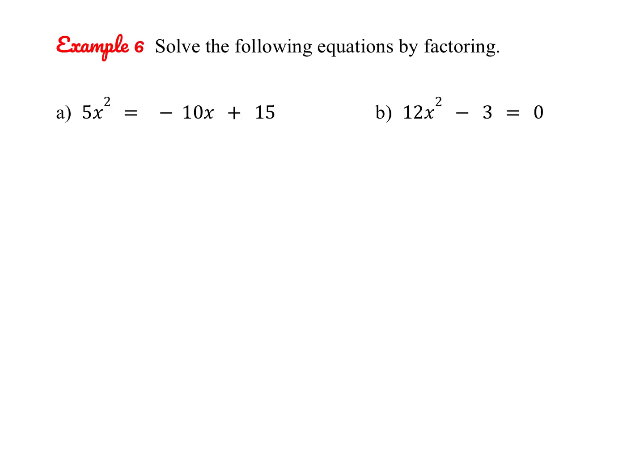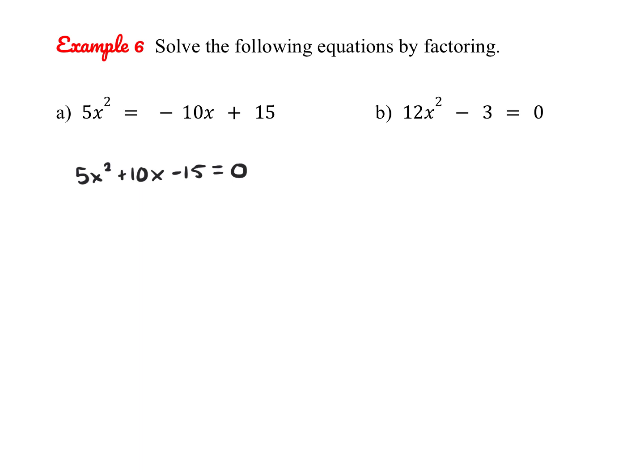All right, let's try two more together here. So first thing I'm going to do here is set my equation equal to 0. My x squared term is already positive, so I'd like to leave it alone. So let's move everything else to the same side. So I'm going to add 10x to both sides and then subtract 15 from both sides.